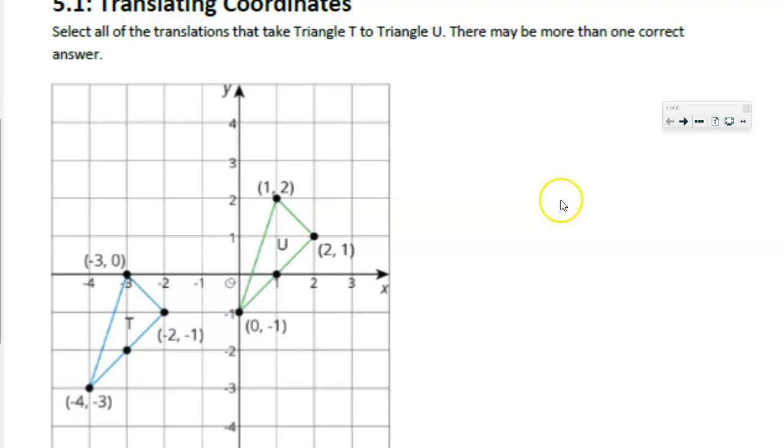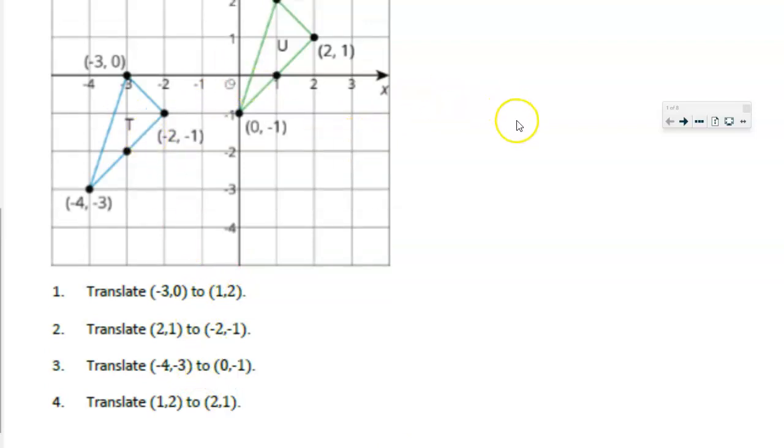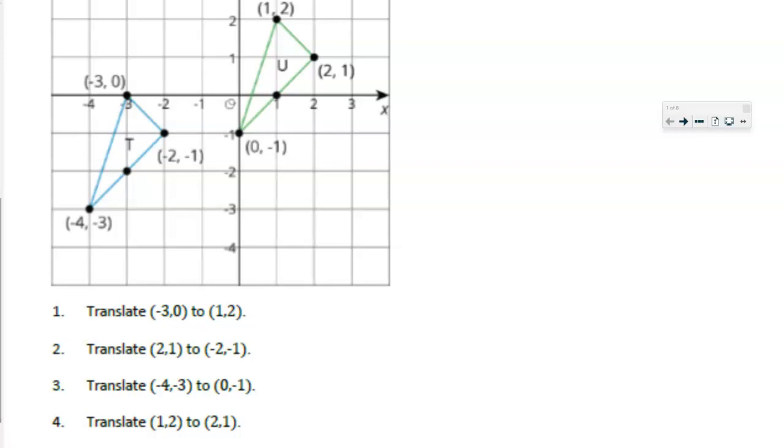So I'm going to pause the recording as students take a second to evaluate: is translating this way going to work? Is translating this way going to work, etc. Pay attention to the words and the terminology that are used and discuss at your tables which one of these will take triangle T to triangle U. We'll pause the recording as students discuss. Ready, set, go.